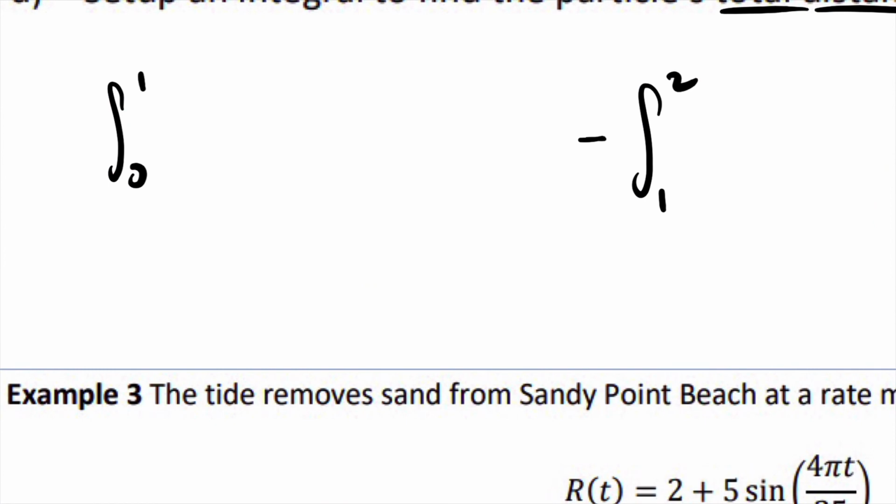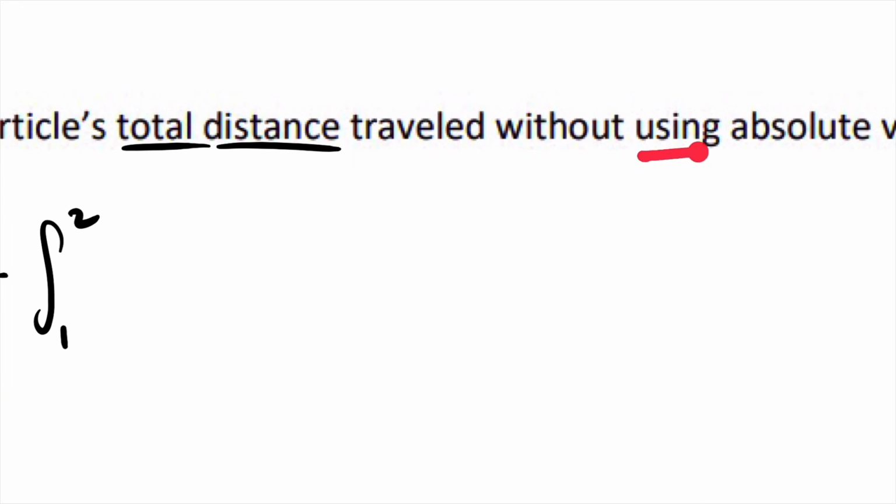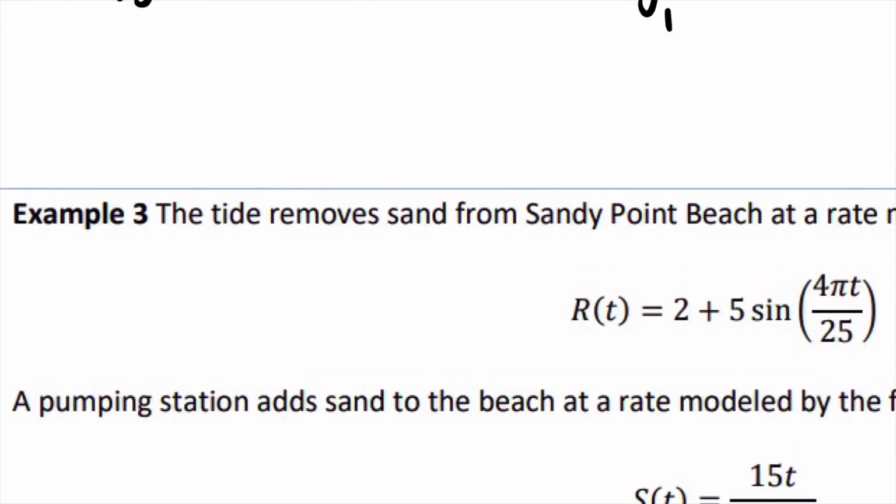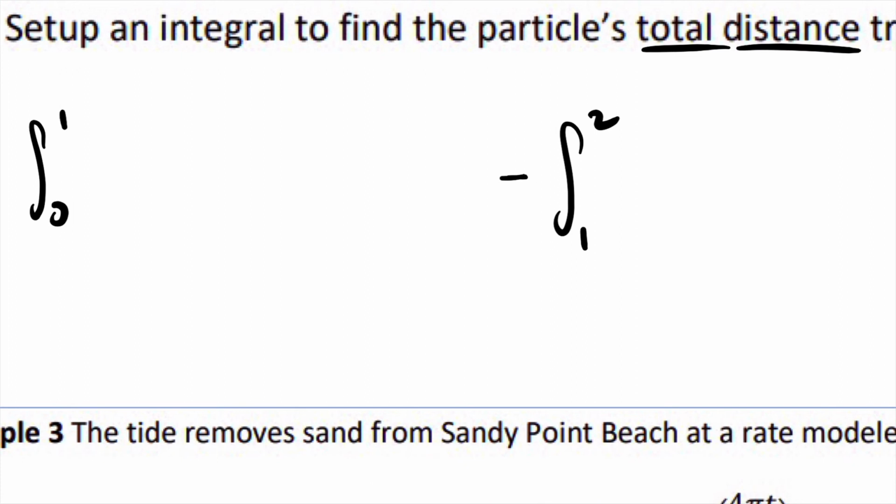An integral of, not speed, because speed is absolute value. The question said specifically, no absolute value. So what would I use instead? Come on, it's not that hard of a question. What would I use instead? Velocity, yes, velocity. I would use speed, but they told me specifically no absolute value. So I have to use velocity then, because that's just what's left over after the absolute value bars.